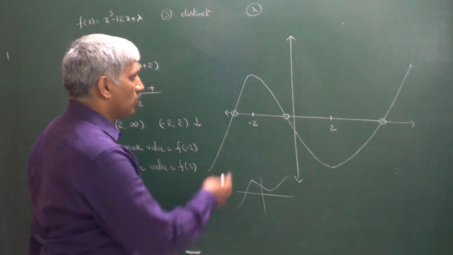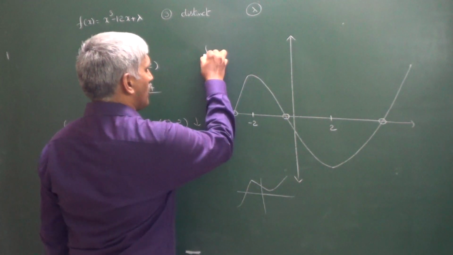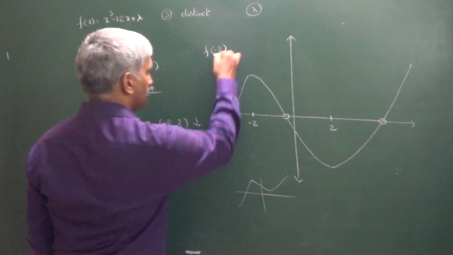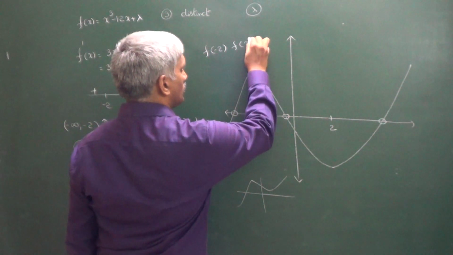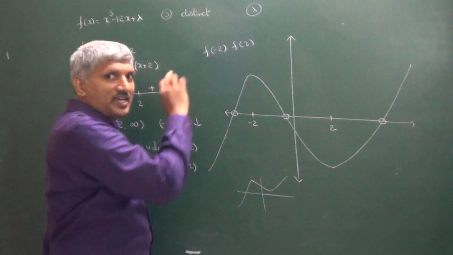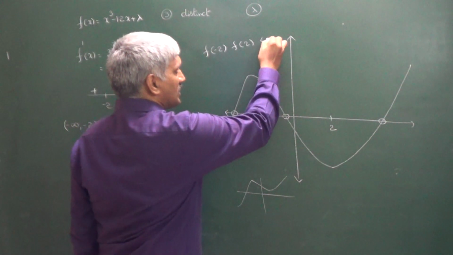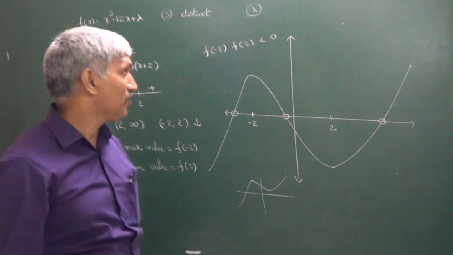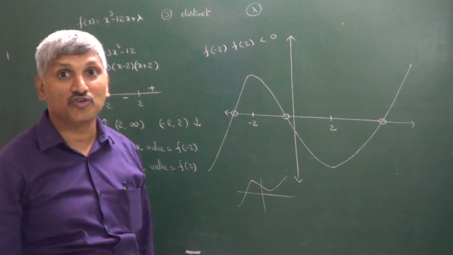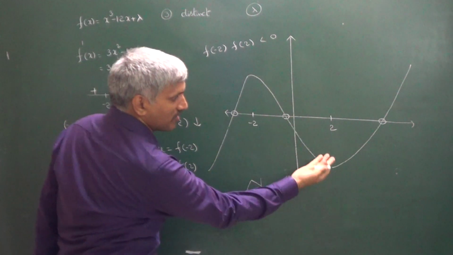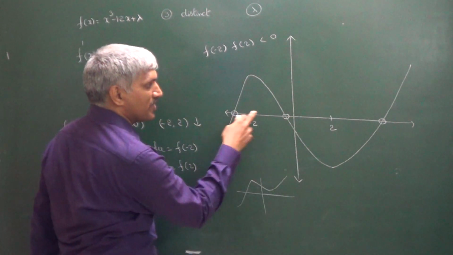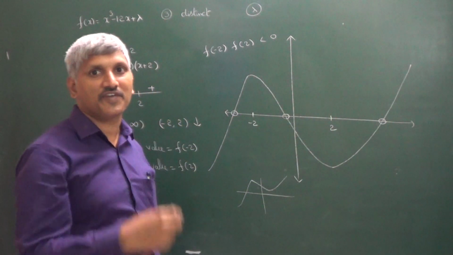So that's why local maxima is nothing but f of minus 2. Local minima is nothing but f of 2. These 2 multiplication must be less than 0. F of minus 2 into f of 2 must be less than 0. Then only, because one is positive, the other one must be negative. Then only the graph meets the x-axis at 3 different points.